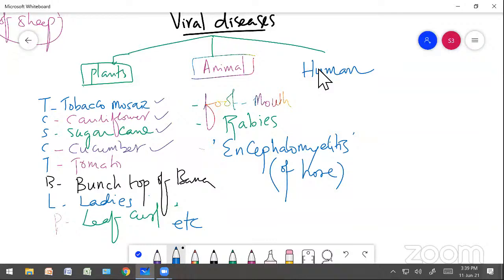First one, foot and mouth disease. That means the foot and mouth of cattle are affected. The wounding part that you can see in the mouth of some cattle. And rabies. Rabies disease is transmitted by the presence of virus particles from one organism to another organism, like biting. Through biting, this disease is transmitted, right? Encephalomyelitis of a horse. It is a viral disease. It particularly affects horses.